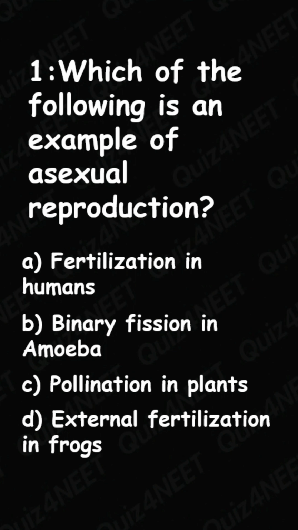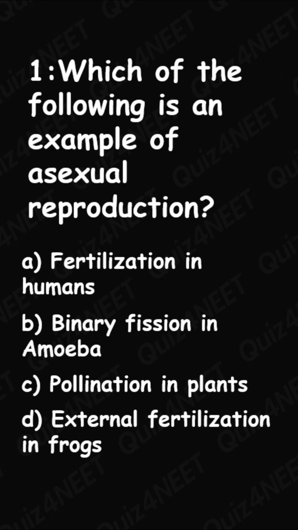Question 1. Which of the following is an example of asexual reproduction? A. Fertilization in humans. B. Binary fission in amoeba. C. Pollination in plants. D. External fertilization in frogs. Answer: B. Binary fission in amoeba.